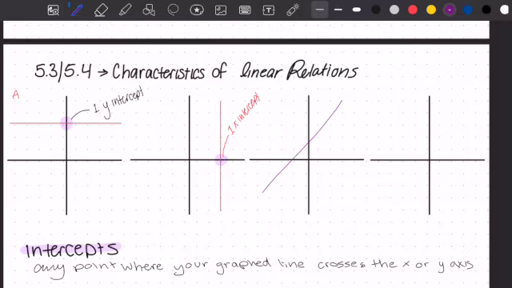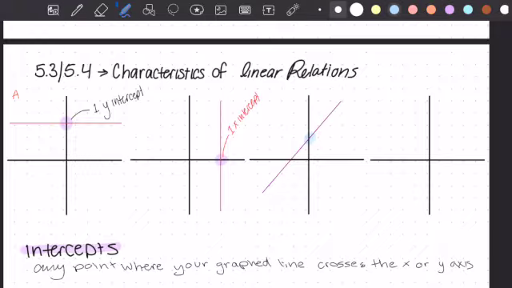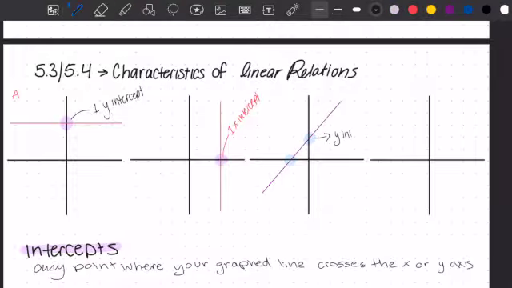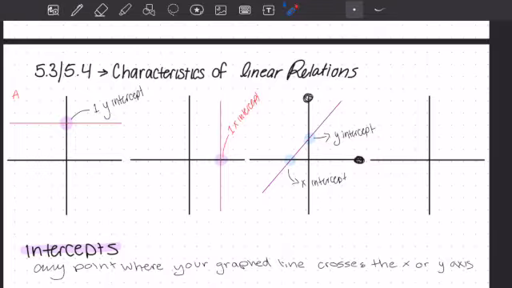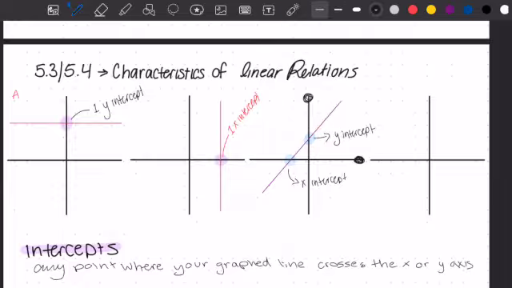Now, when a line is angled, so we might have something that looks like this, we have an intercept here and here. And so this is our Y-intercept, and this is our X-intercept. This is because this bottom line here is our X-axis, and this vertical line is our Y-axis. So the place where our line that we've drawn here in purple crosses our Y-axis is our Y-intercept, and the place where it crosses our X-axis is our X-intercept.